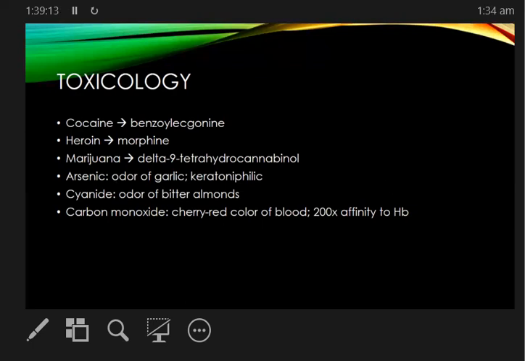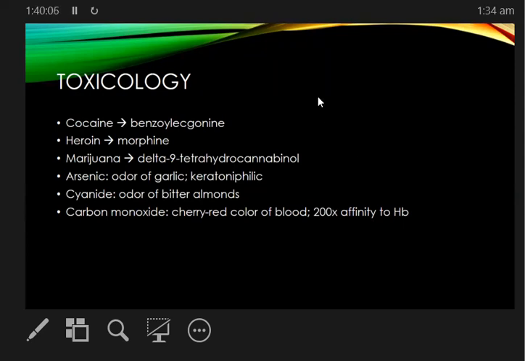What are the different odors which are associated with poisoning? Arsenic poisoning is associated with the odor of garlic. It is considered to be keratinophilic, so if you're going to use other samples, you can make use of samples that have high keratin like hair, nails, and even your skin. Cyanide has an odor of bitter almonds. Carbon monoxide poisoning is associated with cherry red color of blood. It has about 200 times more affinity to hemoglobin as compared to oxygen.